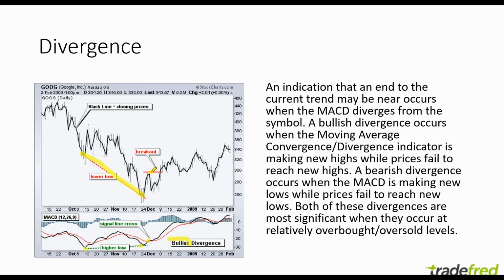So an indication that the end to the current trend may be near occurs when the MACD diverges from its signal. A bullish divergence occurs when the MACD indicator is making new highs while price fails to reach those new highs. A bearish divergence occurs when the MACD line is making new lows while price fails to reach new lows.